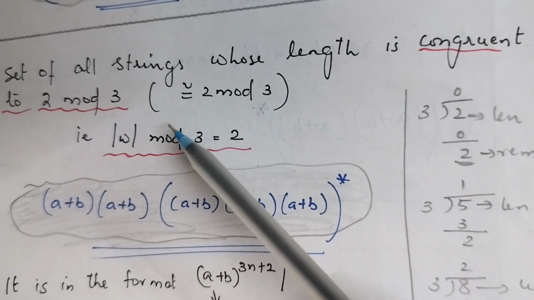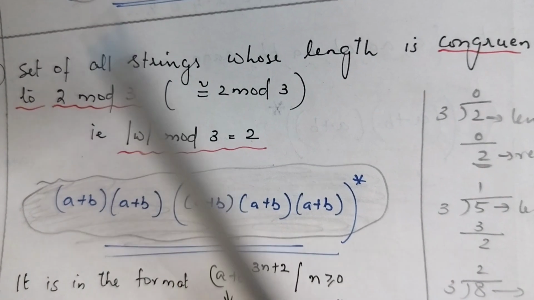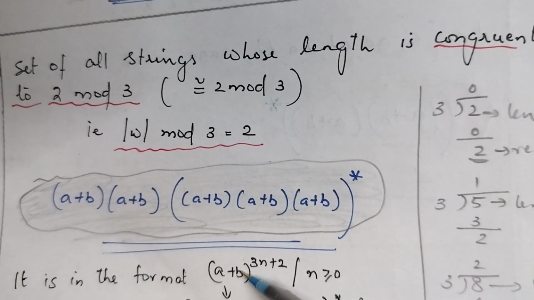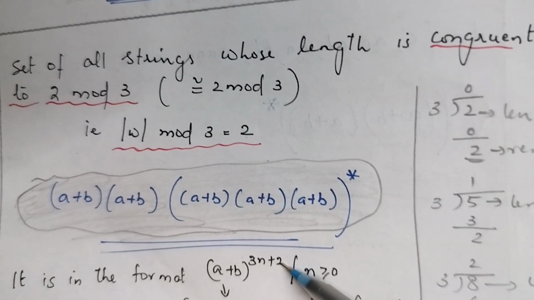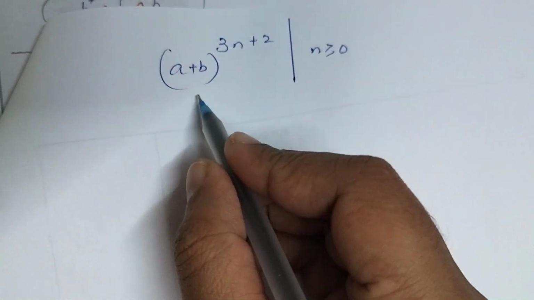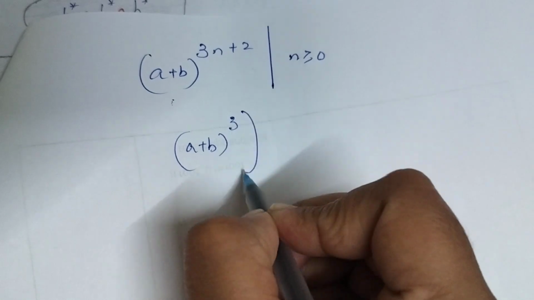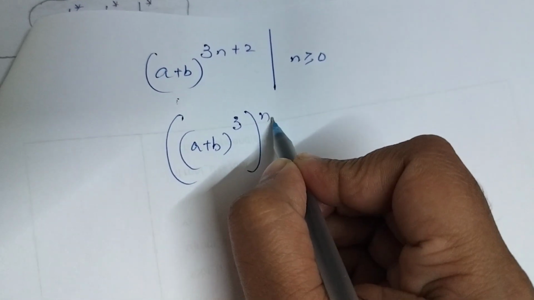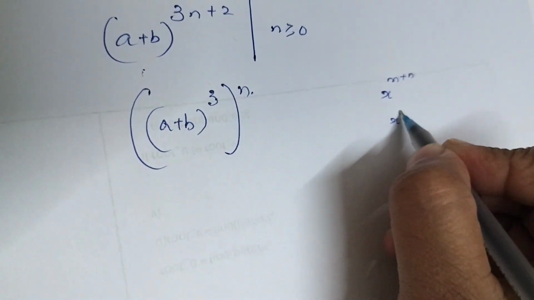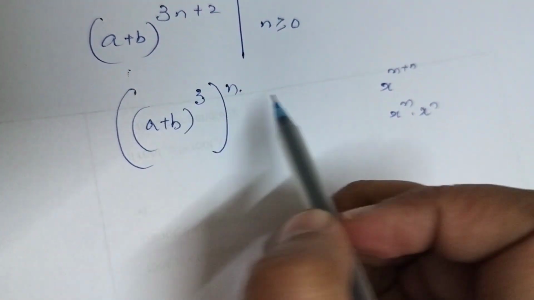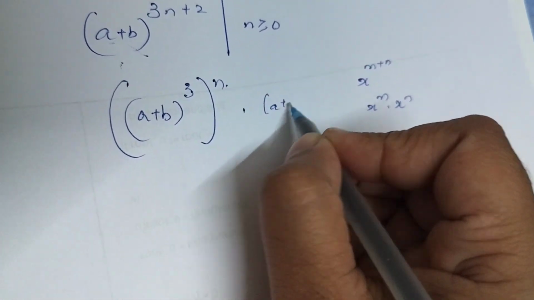If it is congruent to 2 mod 3, it means we can write 3n plus 2. That is (a plus b), 3 times you need to write, then whole star, then again write (a plus b)(a plus b). This is how we can write (a plus b)^3 to the power n, that is 3 into n, 3n. Then x raised to m plus n, mathematically we write x raised to m into x raised to n, right? So for 3n plus 2, we can write this as (a plus b) the whole square.